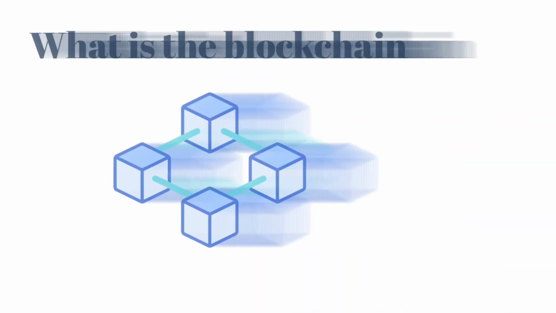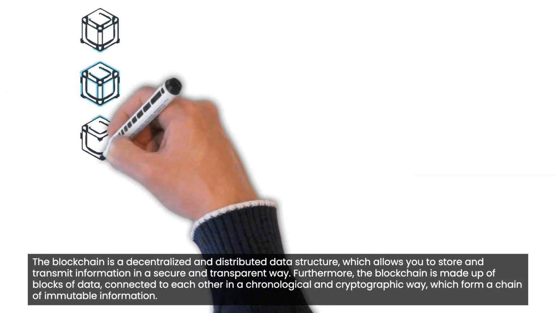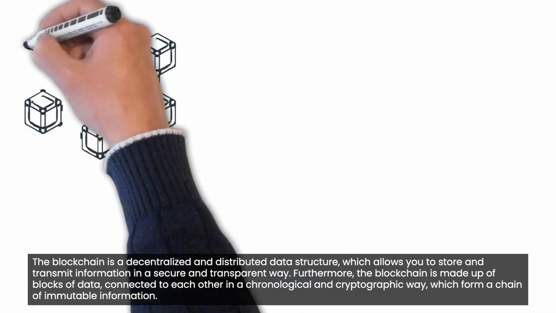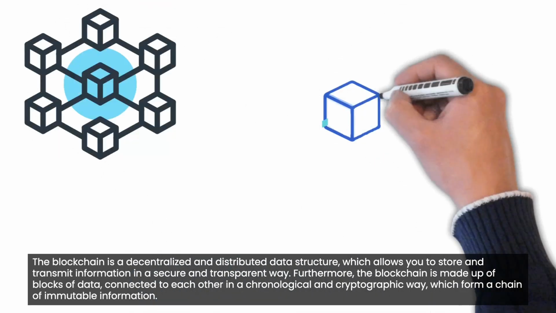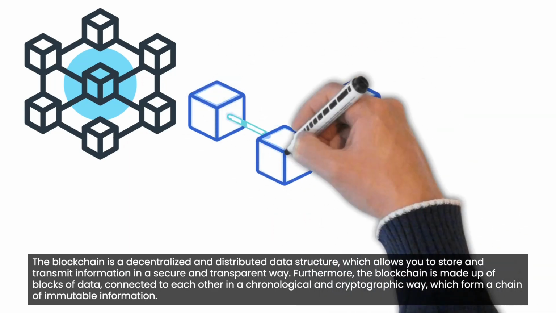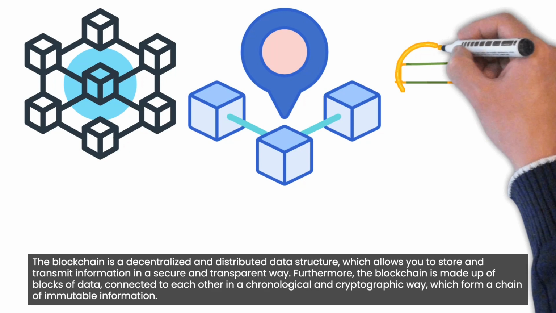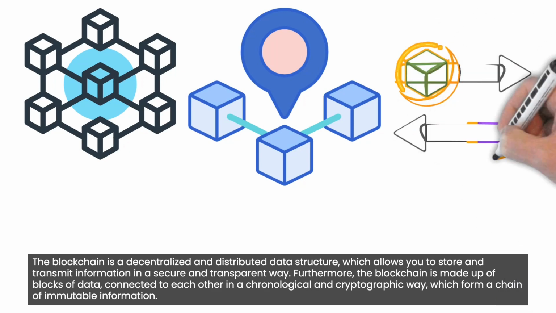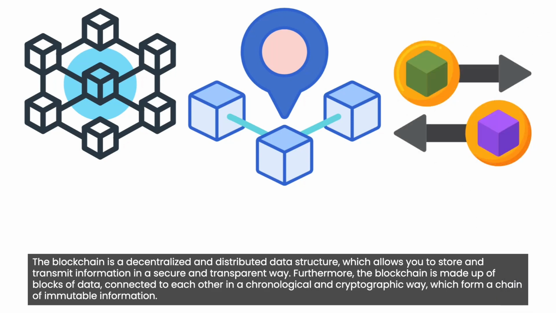What is blockchain? Blockchain is a decentralized and distributed data structure that allows you to store and transmit information securely and transparently. Furthermore, the blockchain is made up of data blocks, connected to each other in a chronological and cryptographic way, which form an immutable chain of information.